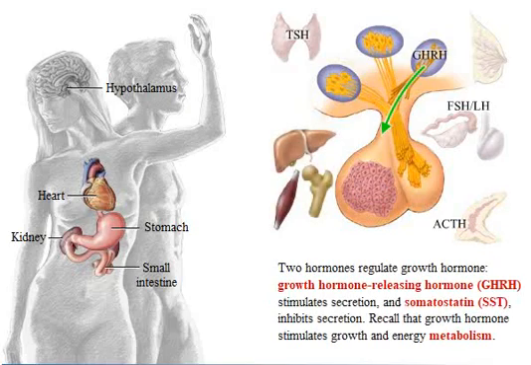Two hormones regulate growth hormone. Growth hormone-releasing hormone stimulates secretion, and growth hormone-inhibiting hormone, also called somatostatin, inhibits secretion. Recall that growth hormone stimulates growth and energy metabolism.